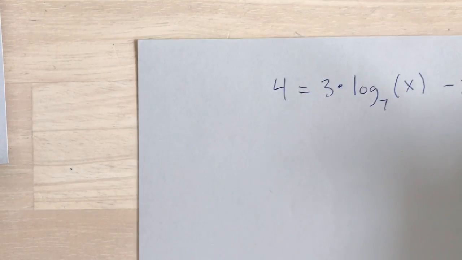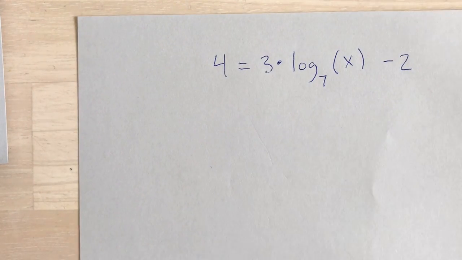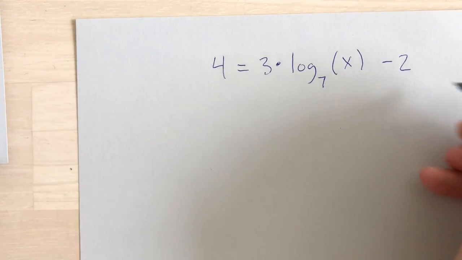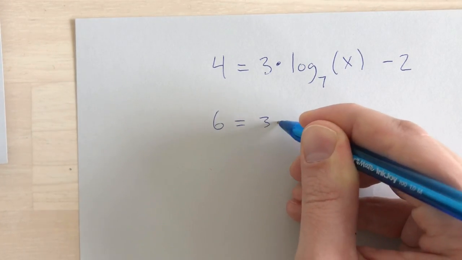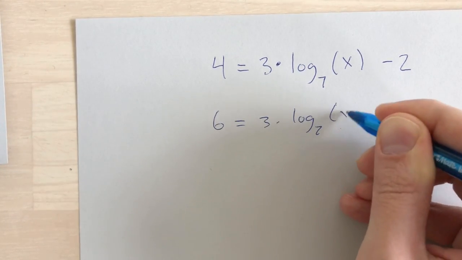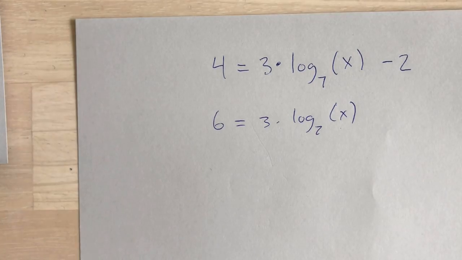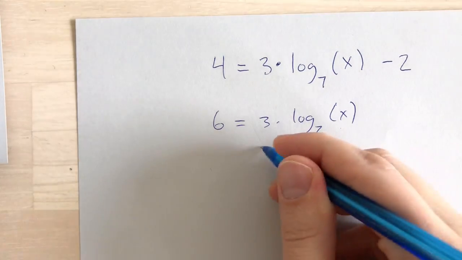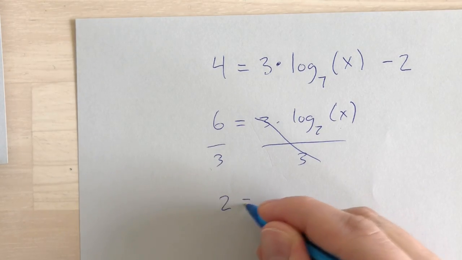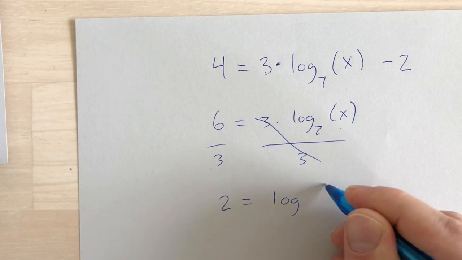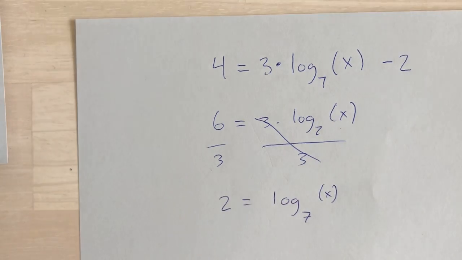And finally, a couple log examples. So when you're solving logs or equations with logs in them, same idea, you're going to try to get the log by itself. So first thing we're going to do is add 2 to both sides, and that would get us a 6. Next thing we're going to do is get rid of that pesky 3 out there, so we're going to divide both sides by 3, and we're going to get 2 equals log of x base 7.